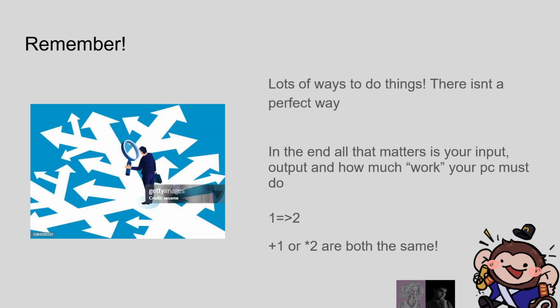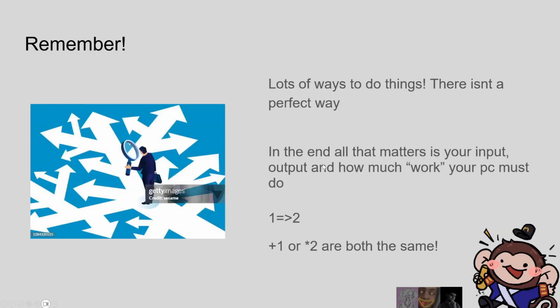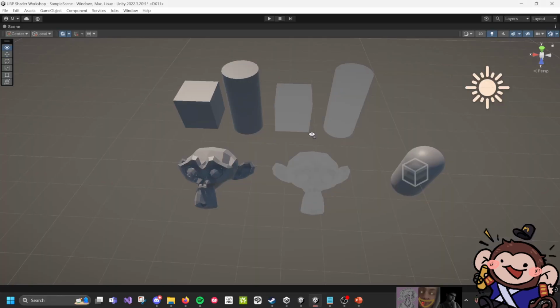It's very important to remember that in graphics and shader programming, there are a lot of ways to do things. In the end, it's only the input and the output that matter, and how much work your PC must do. If you want to turn 1 into 2, you can do +1, you can do times 2, you can do -1,000,000 divided by 500,000, and you all get the same result. But of course, some are easier than others. And especially for shaders, it is very important to optimize.